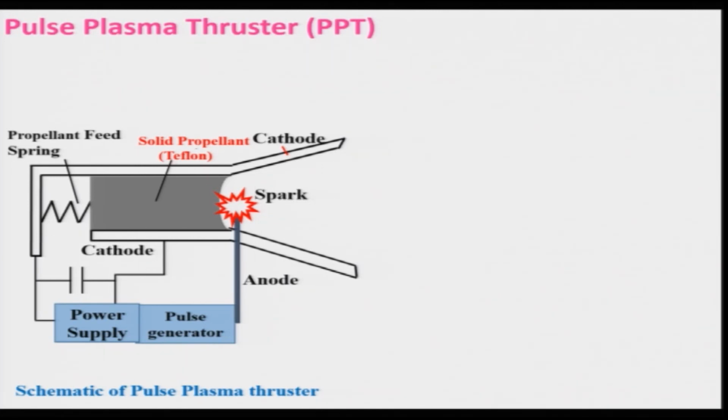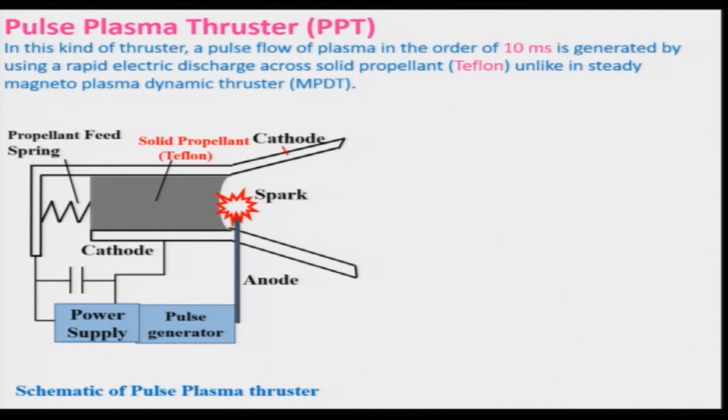Keep in mind, the solid propellant Teflon which gets consumed has to be fed with the help of a propellant feed spring, which is shown here. And as I told earlier, in this kind of thruster a pulsed flow of plasma on the order of 10 milliseconds can be produced using a rapid electric discharge across the anode and cathode, such that the solid propellant gets consumed and produces plasma, unlike in the steady magnetoplasmadynamic thruster.